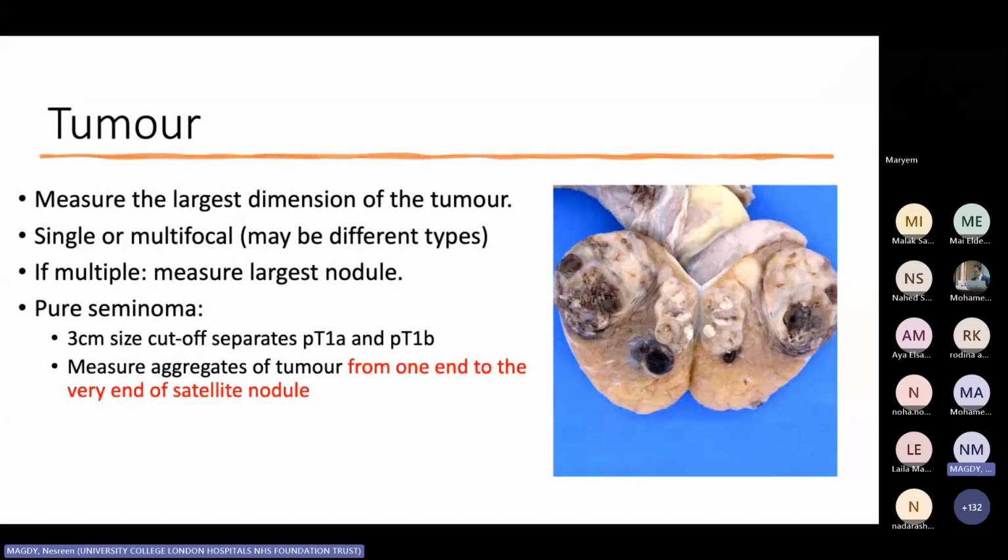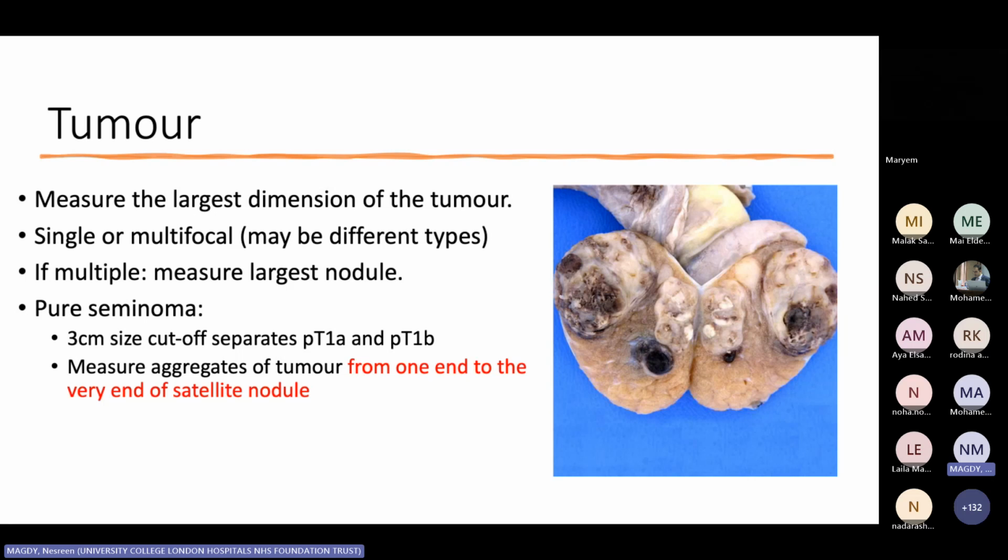For the tumor description and measurement, we measure the largest dimension of the tumor. This is not important for staging, but it's just for documentation. And we have to record if the tumor is a single tumor or if there are multiple nodules, because this may indicate that there are different types of tumors. And if there are multiple tumors or multiple nodules, the largest nodule should be measured as well.